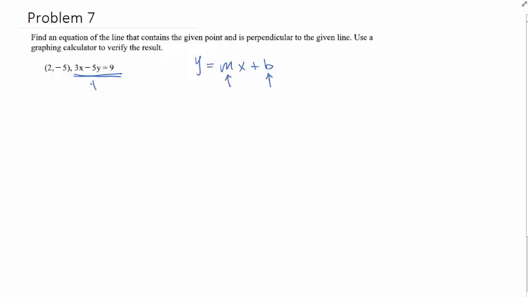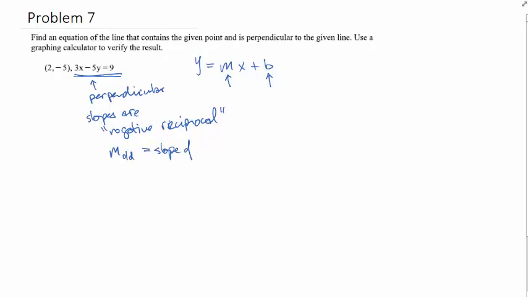Now, perpendicular. If we want it to be perpendicular to this, that means the slopes are what we would call negative reciprocal. That means if we can somehow find the slope of this line, we'll call it m old, the slope of the new line is going to be a negative reciprocal of m old. Alright, but finding the slope of this line isn't so obvious.